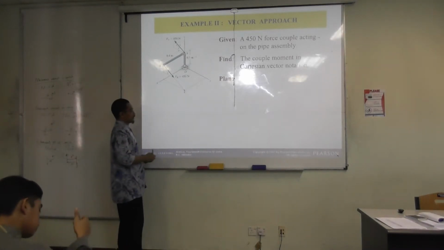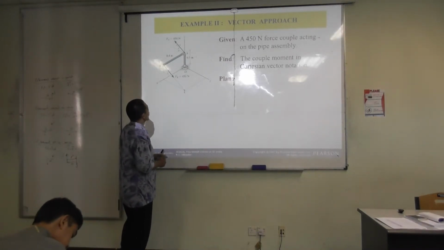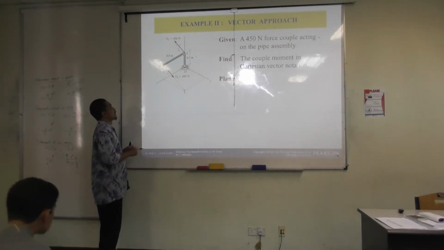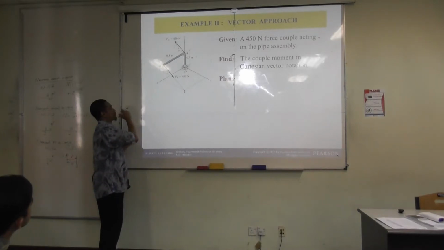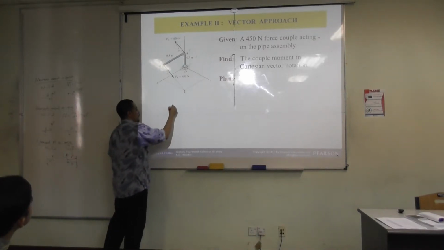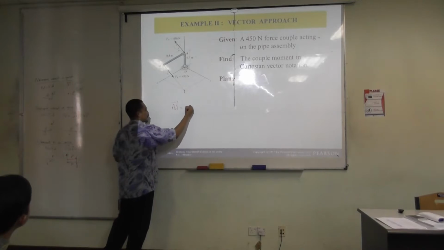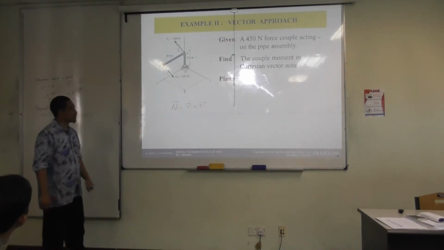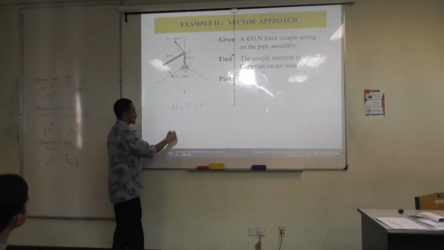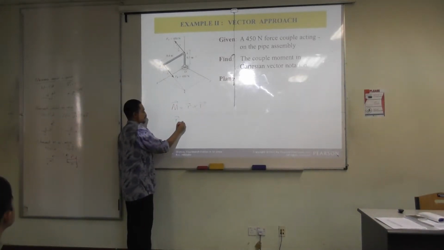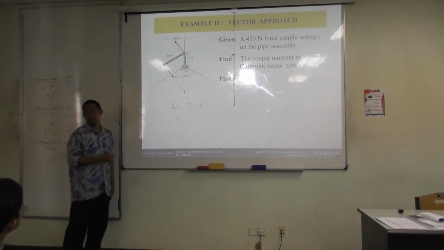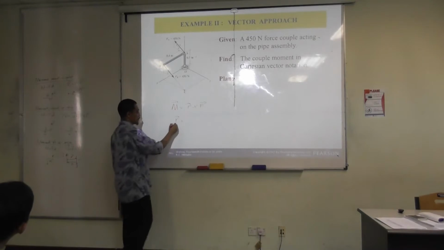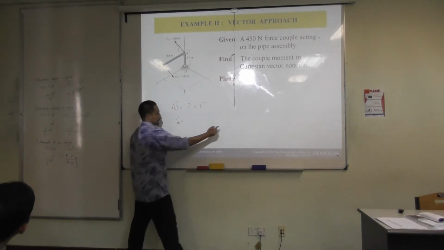So first you should understand the question. What is the question? It is basically a couple moment, and we can determine that we have a couple there with the equation M equals r cross F. Okay, so r will be from what point to what point? A to B. Can I use r_BA?